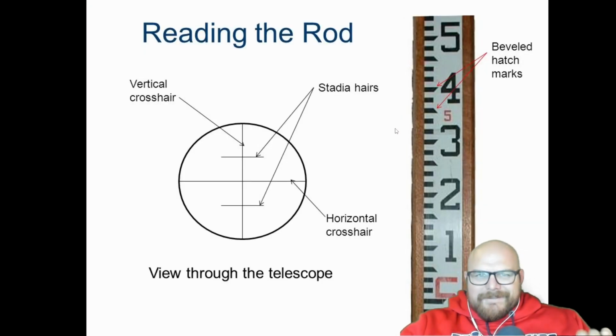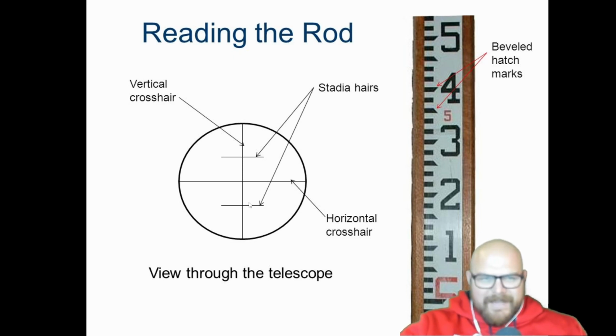There are some things that we have on here, and when you have that rod, you end up having this center crosshair, the horizontal ones. That is where we take most of our readings. And then there are these things called stadia hairs, which are above and below on the vertical crosshair.